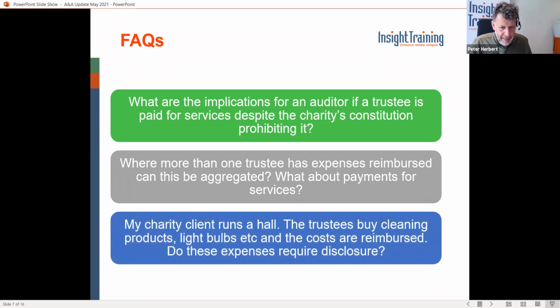Finally, my charity client runs a hall, the trustees buy cleaning products, light bulbs, etc., and the costs are reimbursed. Do these expenses require disclosure? As we've already seen, you do have to disclose trustee expenses, whether the amounts concerned are paid by the charity and then reimbursed to the trustee, or whether they're paid direct, but those are expenses incurred for being a trustee. The expenses here are not expenses incurred for being a trustee, and these would not therefore require disclosure in the notes to the accounts of the charity concerned.